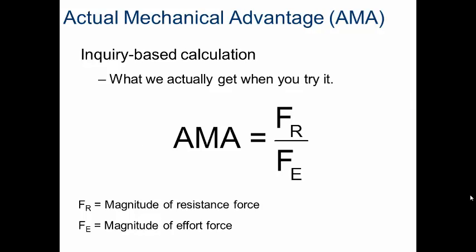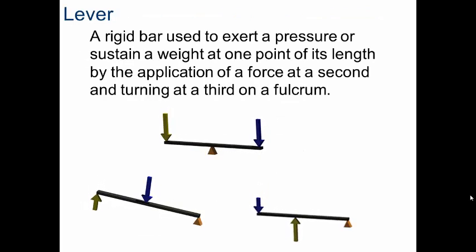The actual mechanical advantage is something you get when you actually try out your simple machine. The actual mechanical advantage is simply a ratio of the force of your resistance to the force of the effort that you are applying. Okay, so let's start taking a look at your actual levers.